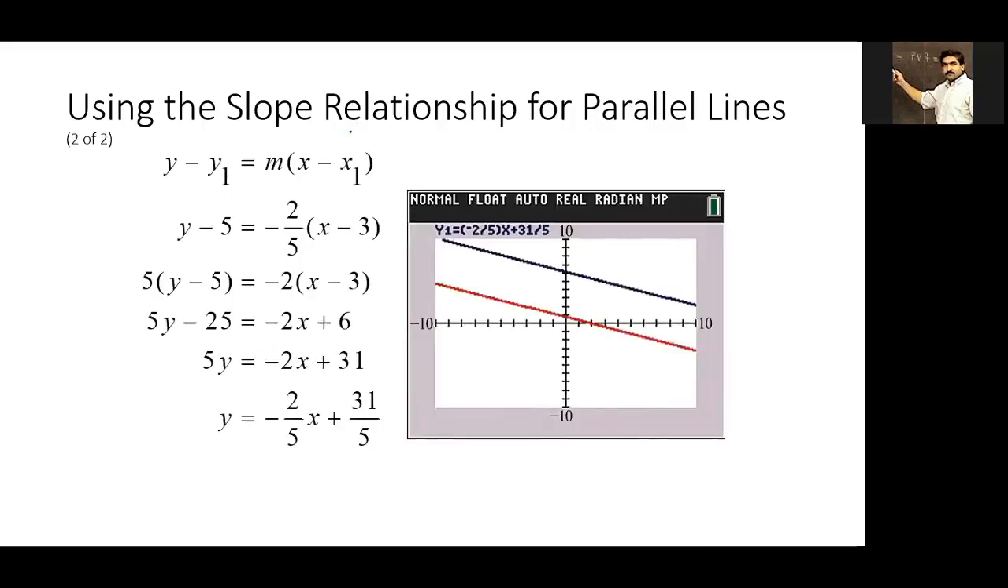Using the slope relationship for parallel lines, in this case we can use the point-slope formula. y minus y1 is equal to m times x minus x1. We pick a point. We substitute 3 for x1, 5 for y1. That's the given point. And the slope is minus 2 over 5. If you just simply solve for y, you would get the equation of the line. As you can see, you can use your graphing calculator to see both lines being parallel.